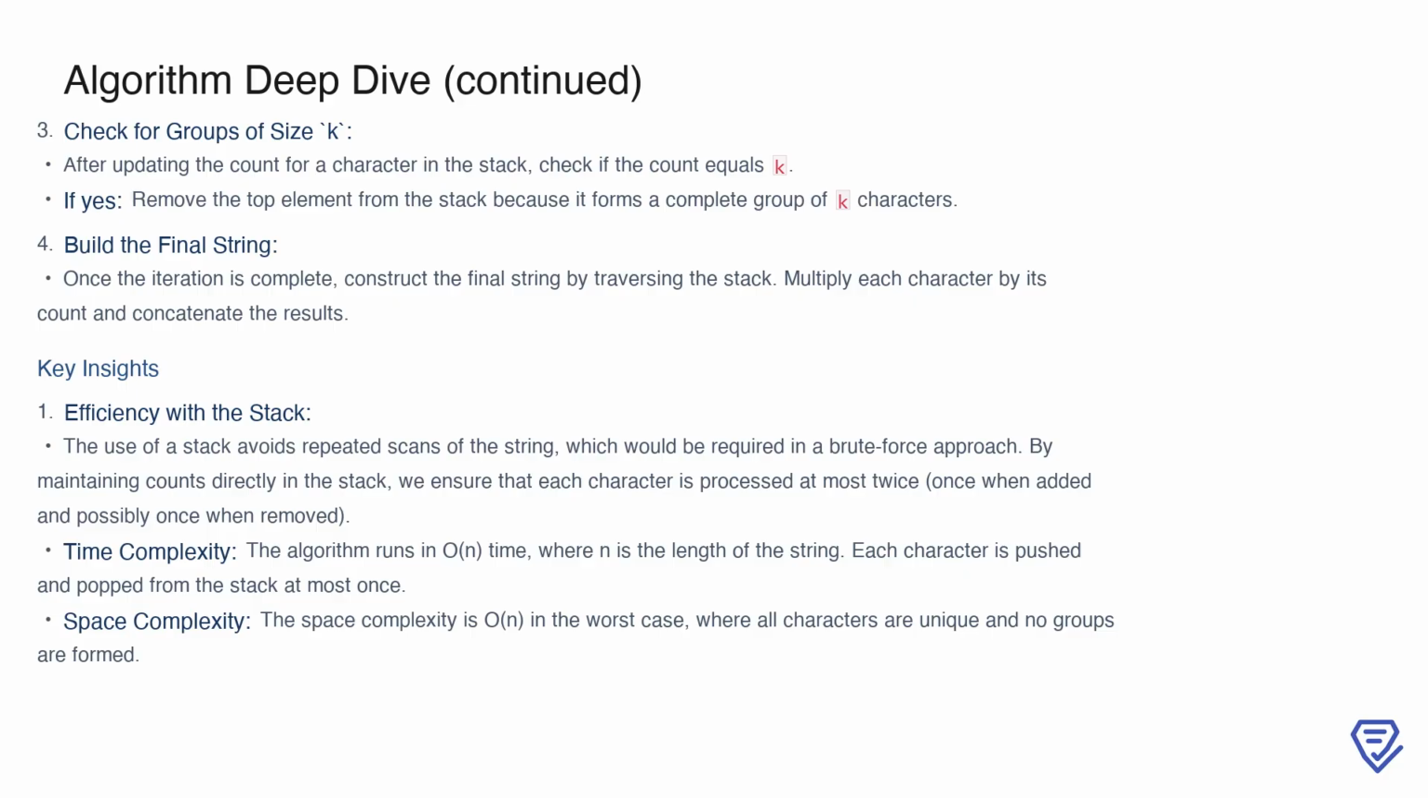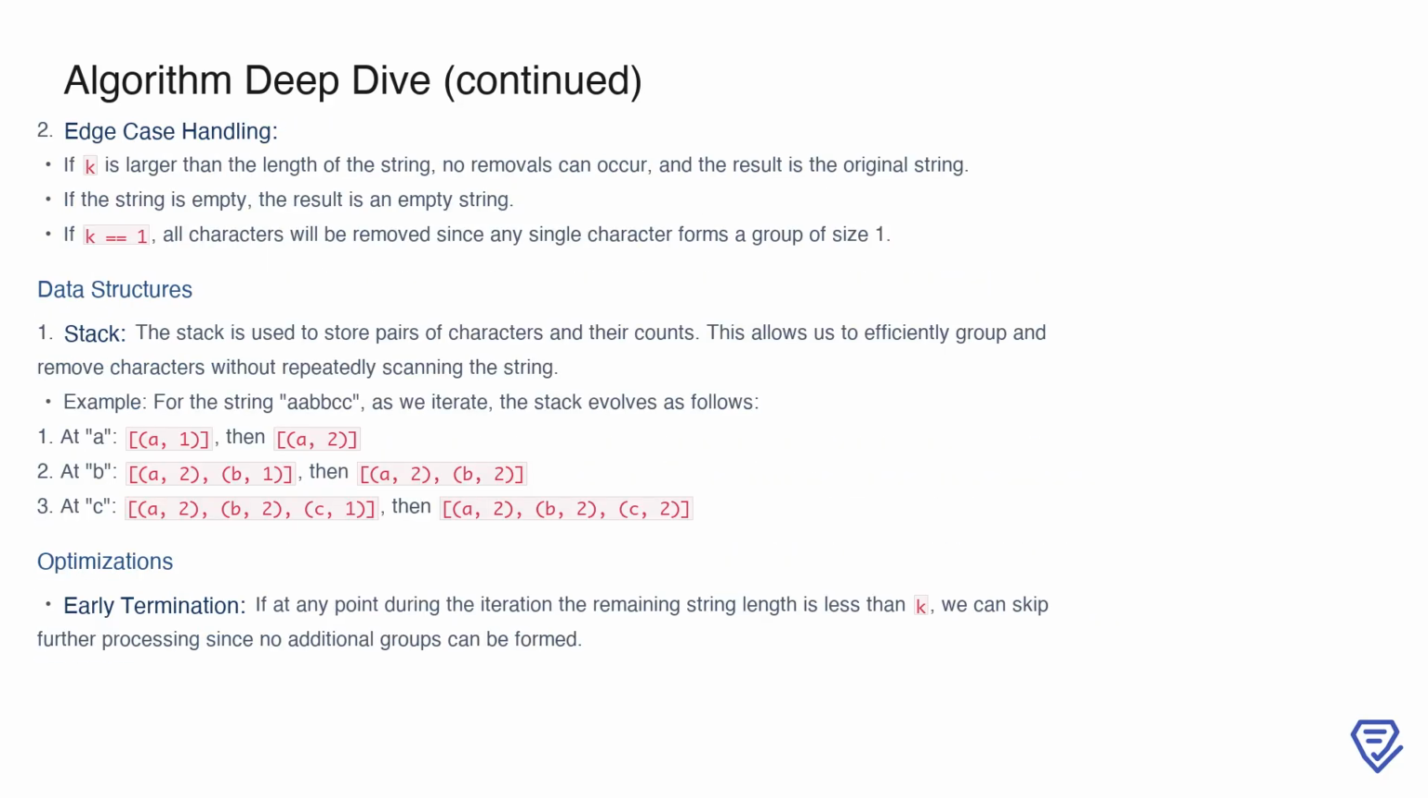The space complexity is O(n) in the worst case, such as when all characters are unique, though typically it will be less as groups are removed. Handling edge cases is crucial for ensuring our algorithm works reliably across all scenarios. For example, if k is larger than the length of the string, no groups can ever form, so the result is simply the original string. Similarly, if the input string is empty, the output will also be an empty string.